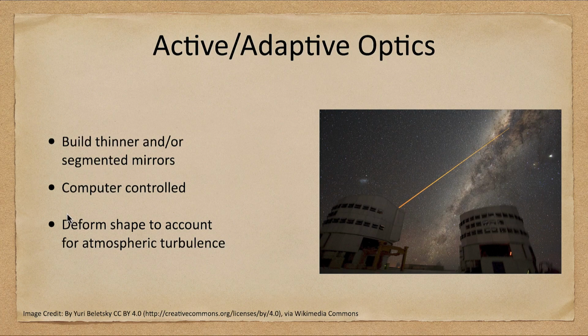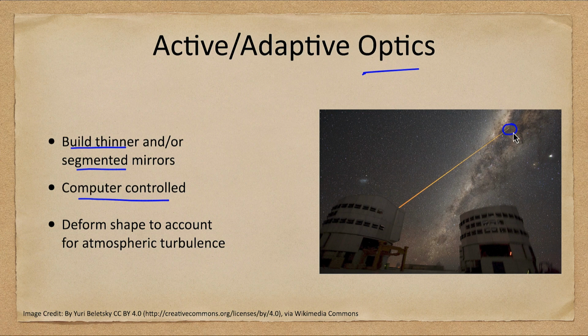Now another way to get around this is to adjust the optics. And that's what we call active or adaptive optics, which means instead of building a big thick mirror to keep it from moving, you build thinner or segmented mirrors that are computer controlled, and you can deform them to account for the shape of atmospheric turbulence. How do you measure that? Well, the image is shown here. So here is shooting a laser, not to the center of the galaxy as is shown here. The galaxy is there, but it is actually shooting it up into the upper atmosphere and exciting the atoms up there, which can then be observed.